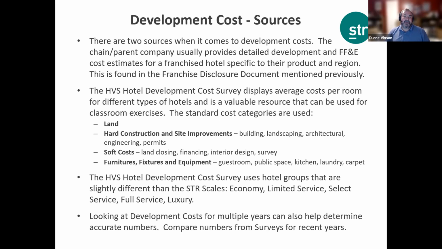Now, there are two sources for averages when it comes to development cost. Typically, if you're developing a chain hotel, they will have information on the standard cost in the franchise disclosure document, as we talked about earlier. Another one is HVS's Hotel Development Cost Survey. They display the average cost per room. They have their classifications a little different than what we use at STR, but they are very close when it comes to cost. They call them land, hard construction, and site improvement. They have soft cost, and then they have furniture, fixtures, and equipment as well.